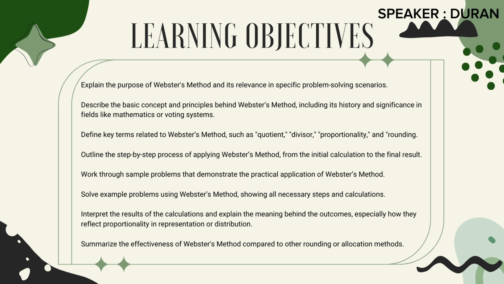Seventh is interpret the results of the calculations and explain the meaning behind the outcomes, especially how they reflect proportionality in representation or distribution. Lastly is summarize the effectiveness of Webster method compared to other rounding and allocation methods.